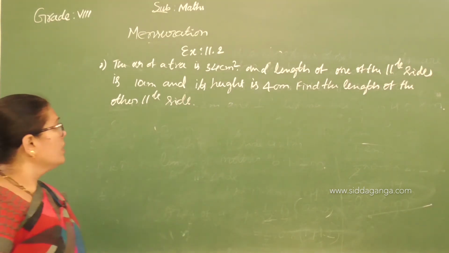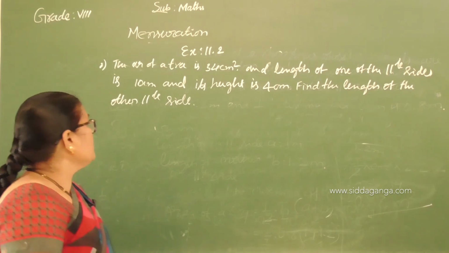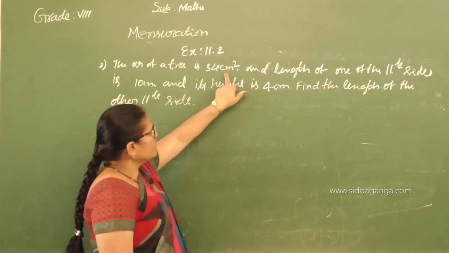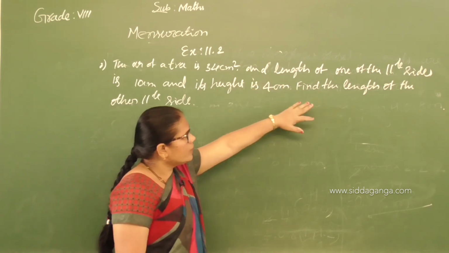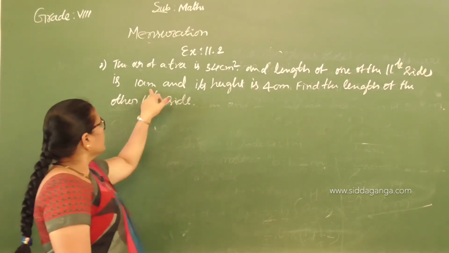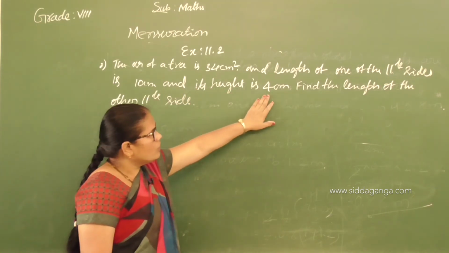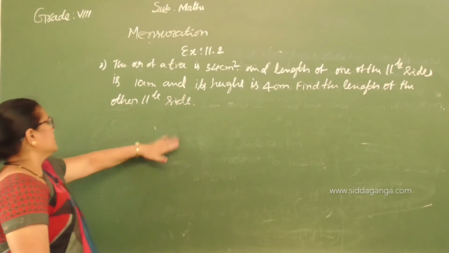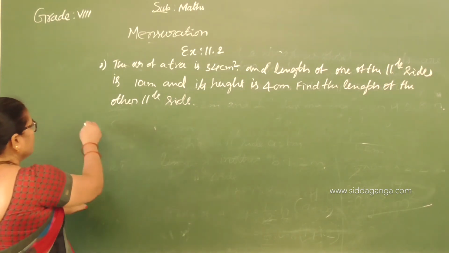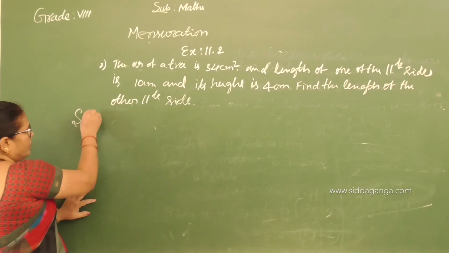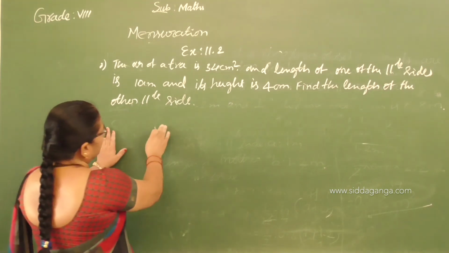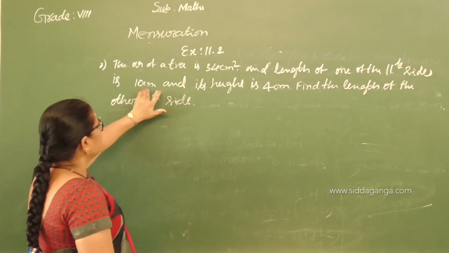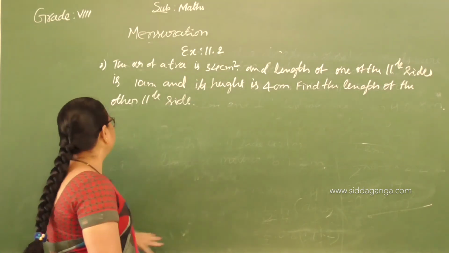Here the area of a trapezium is given. The area of a trapezium is equal to 34 centimeter square and the length of one of the parallel sides is 10 centimeter and its height is 4 centimeter. Find the length of the other parallel side. We know the formula. Solution. Here area is given, one parallel side is given, and height is given.